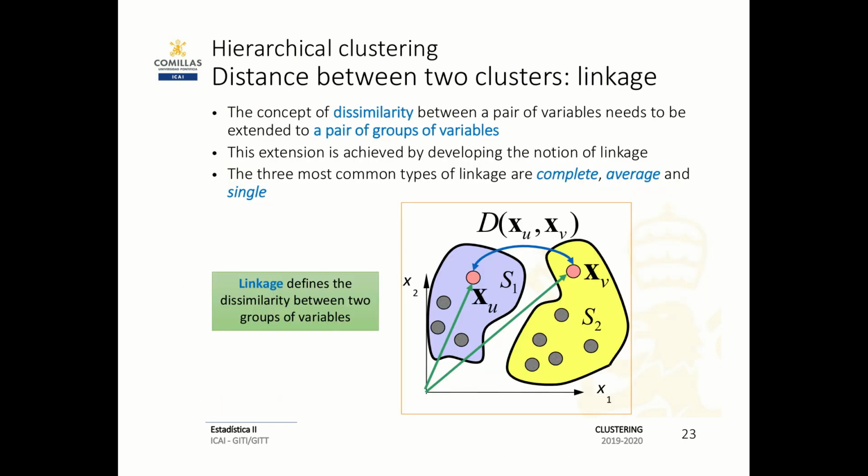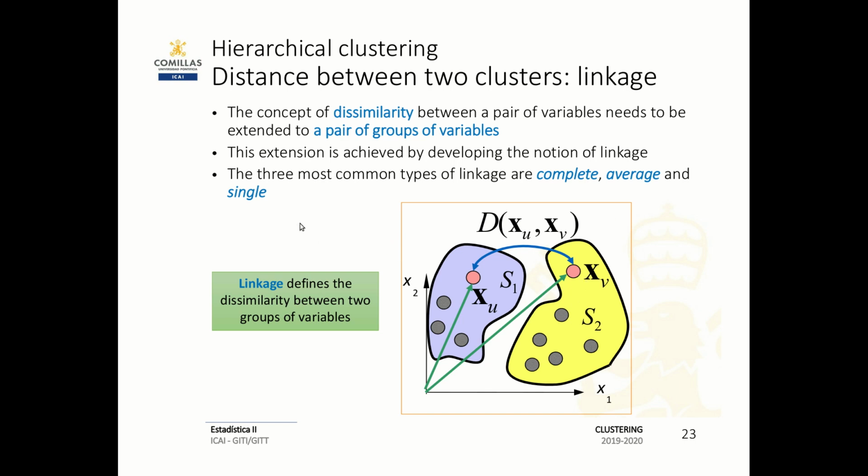So when we have two groups like this one, we have to decide what is the distance, not between two particular objects, but between two particular groups. And this is called the linkage. And for the linkage, there are three ways, that is complete, average, and single. So complete is the distance between two groups defined as the maximum distance between two objects in each one of the groups. So for instance, between these two groups, the most distant objects are this one, and this would be the distance between the two groups.